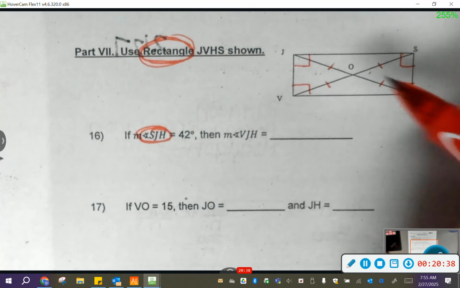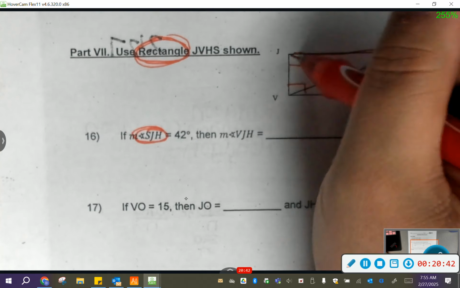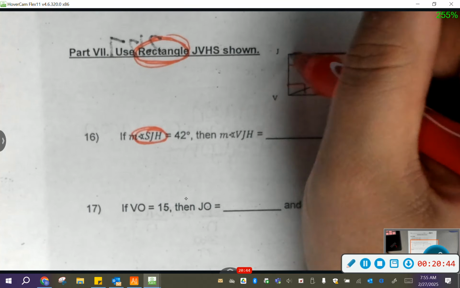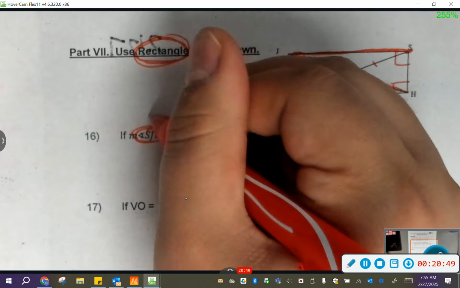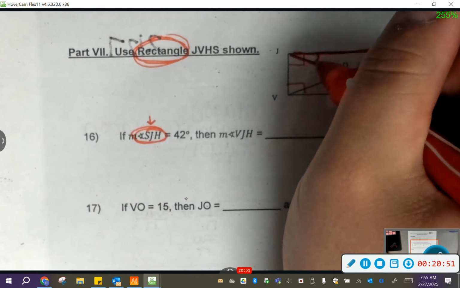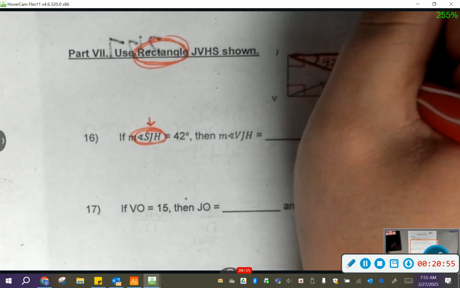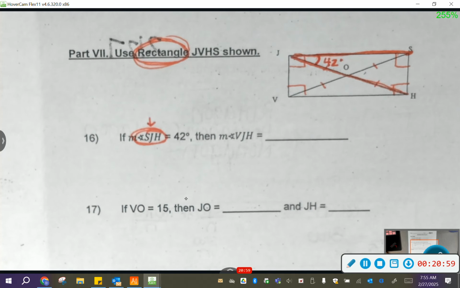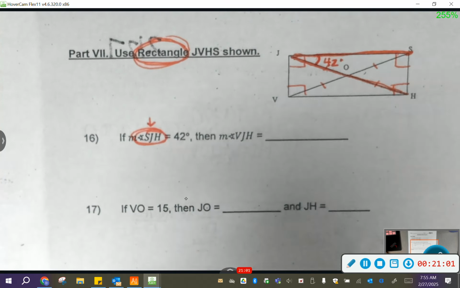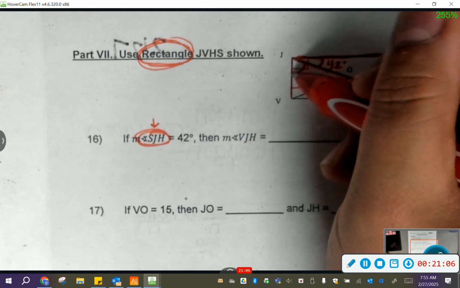SJH. So I'm going to start at S, go to J, and then go to H. And we're looking at that middle letter right there. That is 42 degrees. What is VJH? V to J to H is this one right here.